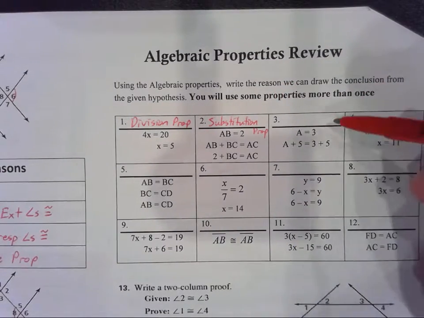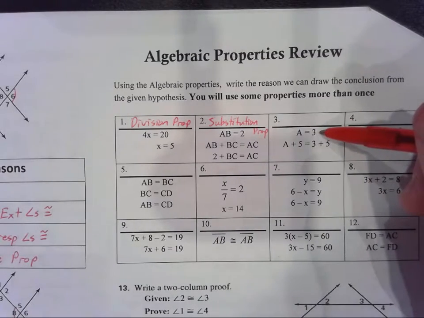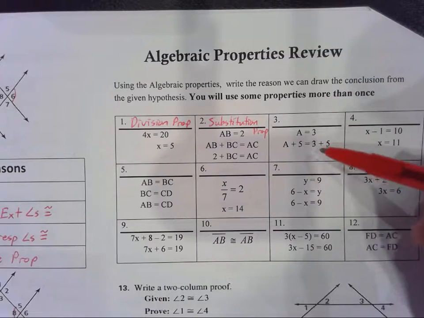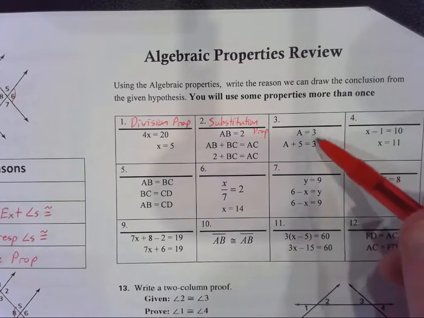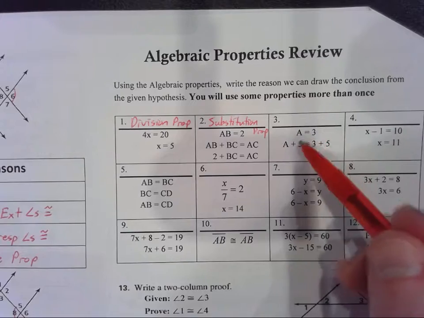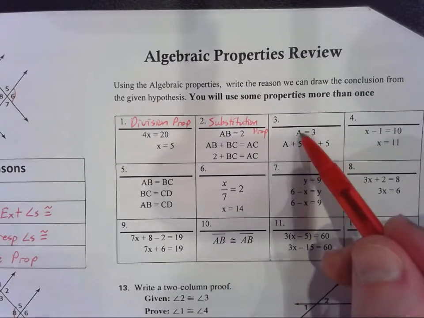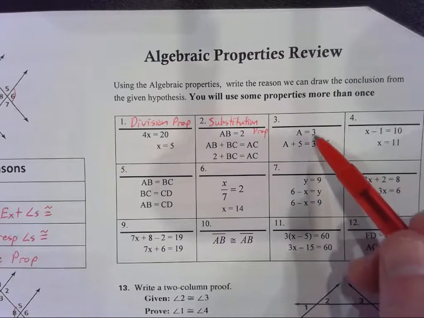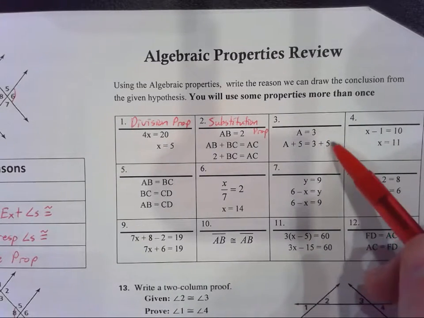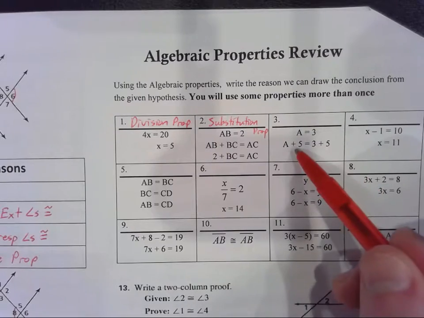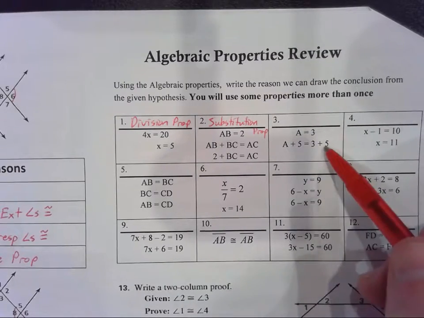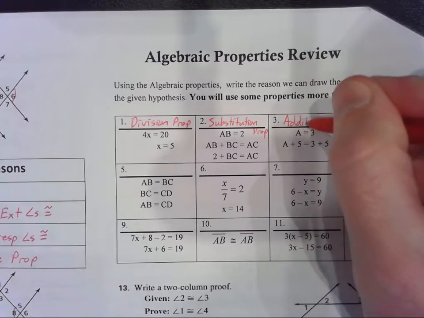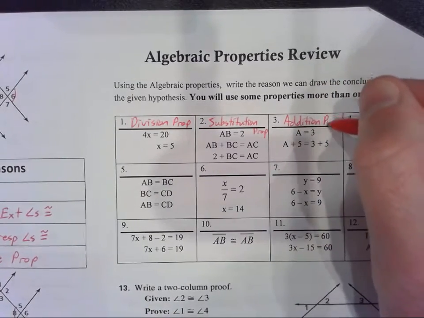Number 3, I'm given that A equals 3, and then I'm told that A plus 5 equals 3 plus 5. So what happened? What changed from the first line to the second line? On the left side I see that I still have my A, but now I have plus 5. On the right side I still have my 3, but now I have plus 5. So I'm adding the same thing onto both sides of the equation. So this is addition property. Adding the same thing to both sides.